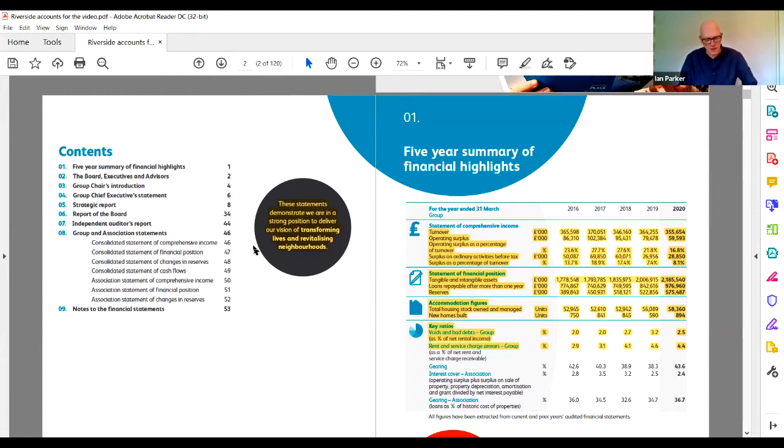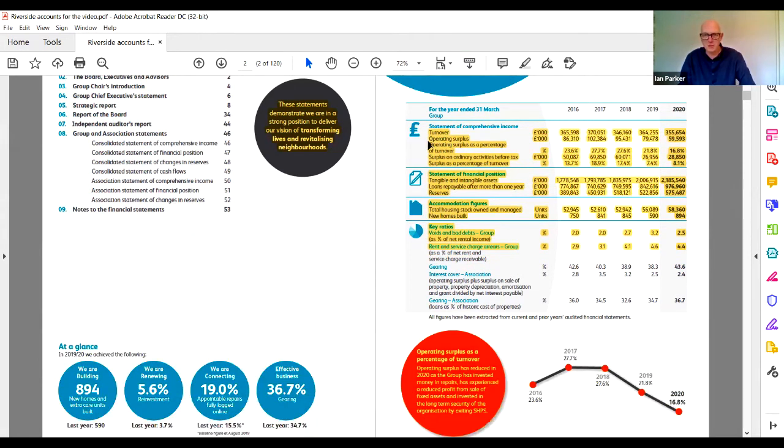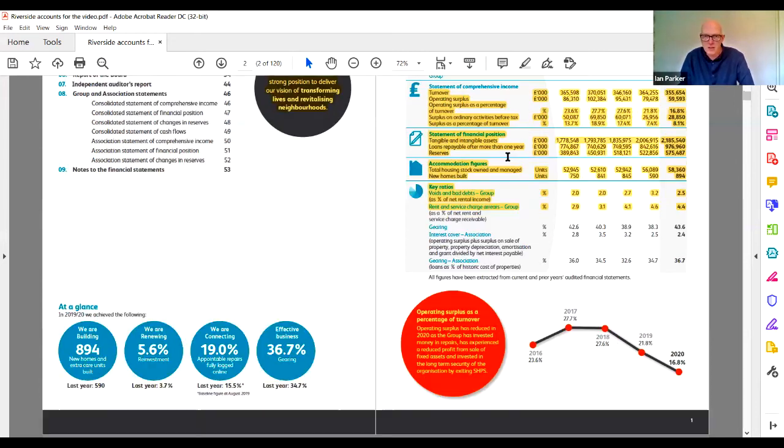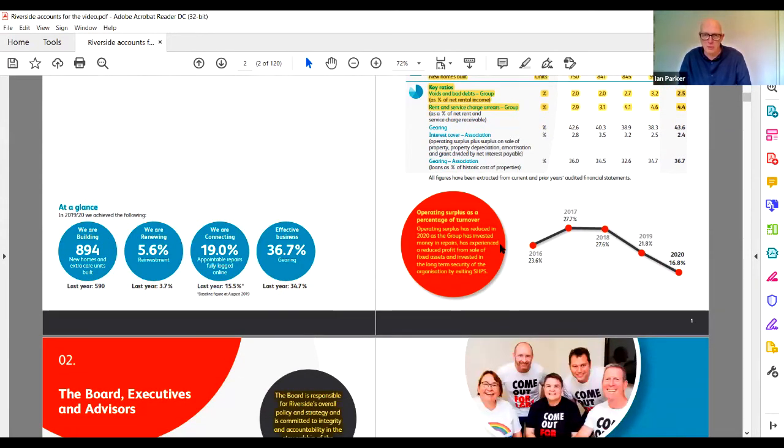As you can see on the neighbouring page, there is a summary of the financial figures. I've highlighted some of them, the key ones. So the operating surplus, as you can see there, is 59 million in 2020. Surplus as a percentage of turnover has dropped to 8%. The statement of financial position tells me that they've got tangible assets of £2.2 billion and loans and liabilities of nearly £1 billion and reserves of £500 million. There's a little diagram at the bottom that explains that their operating surplus has gone down over the last few years, and that's mainly due to the fact that they've been investing in their homes.